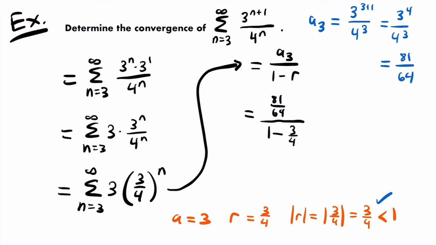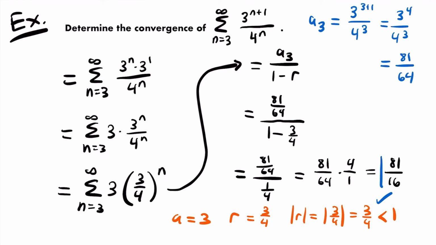And 1 minus 3/4 is 1/4. So this is equal to 81 divided by 64 divided by 1/4. Now remember, dividing by a fraction is the same as multiplying by the reciprocal of that fraction. And so this is equal to 81/64 times 4 divided by 1. Now 4 is a factor of 64, so if we divide 4 and 64 by 4, that is equal to 16, and so this reduces to 81/16.